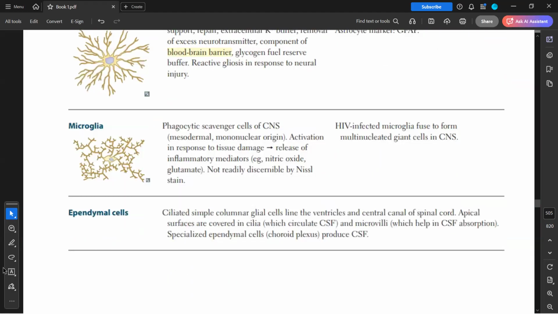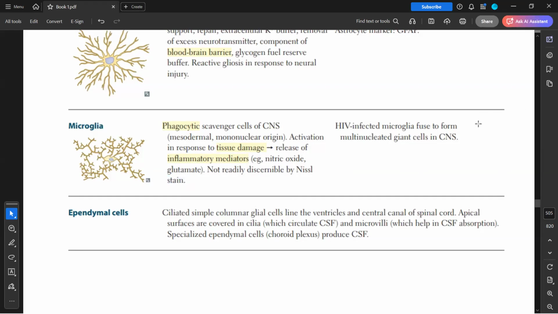Now, let's move on to microglia. Microglia are the phagocytic scavenger cells of the CNS. Remember that they are the phagocytic cells. They have a mesodermal mononuclear origin and are activated in response to tissue damage. So if there is tissue damage, these will be activated. They release inflammatory mediators. What are inflammatory mediators? Nitric oxide or glutamate, things like these. They are not readily discernible by Nissl stain.